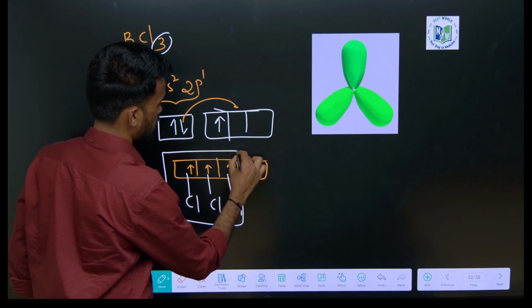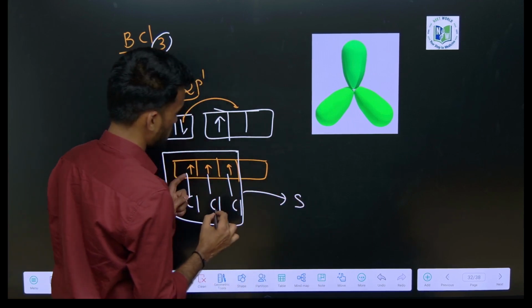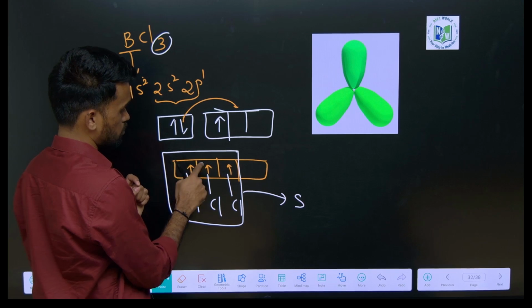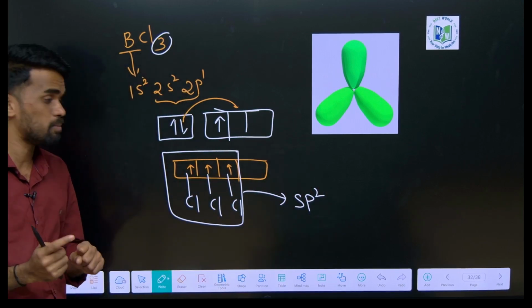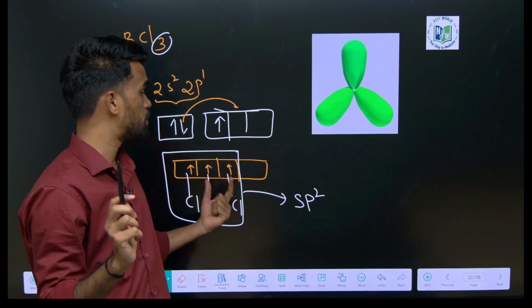So what hybridization are we getting? One s orbital and two p orbitals, so sp2. Totally it will be sp2 hybrid orbitals. How many sp2 hybrid orbitals are there? There are 3 sp2 hybrid orbitals.